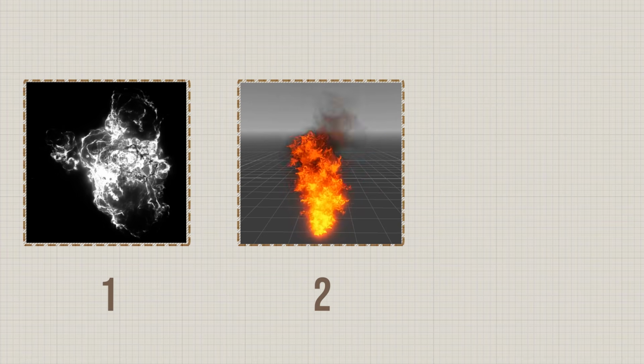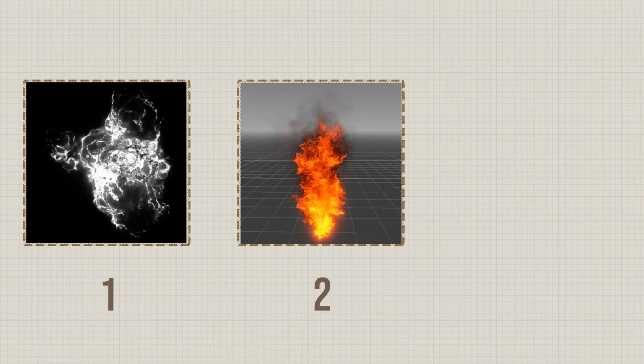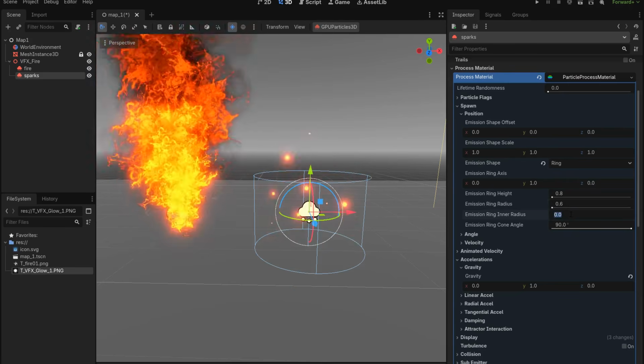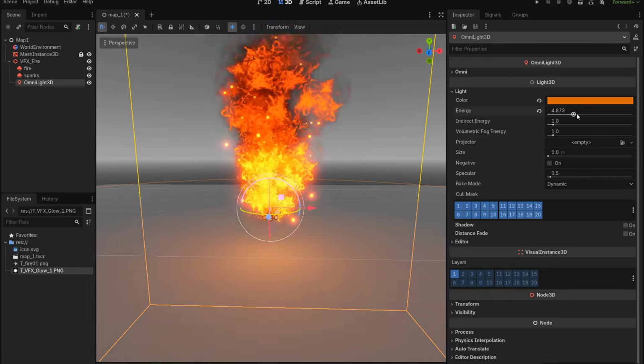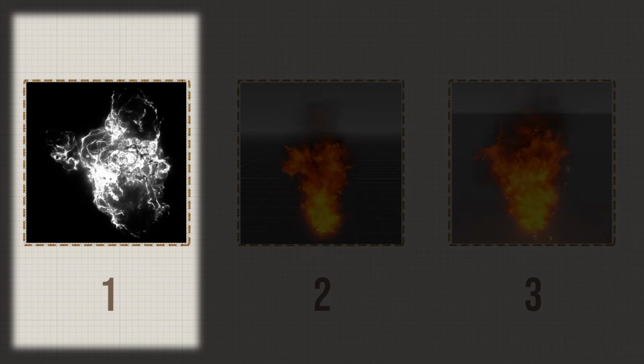This tutorial is divided into three main parts. First, we will create a fire texture. Next, we will combine that texture with Godot's particle system to bring the fire to life. And finally, we will add extra details, sparks, lighting, and subtle effects to enhance the illusion of real fire. Alright, let's start creating our fire texture.